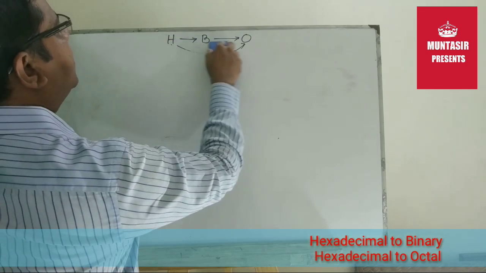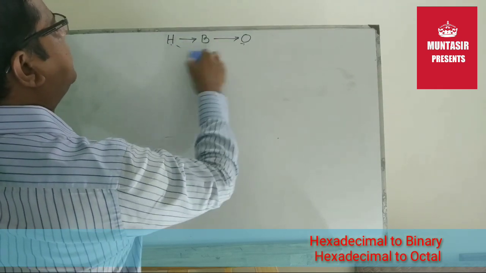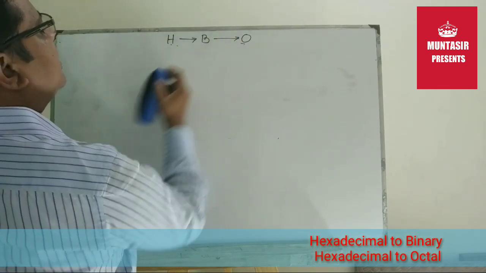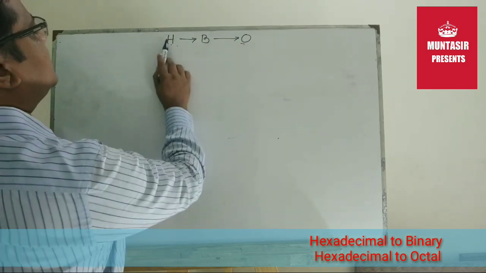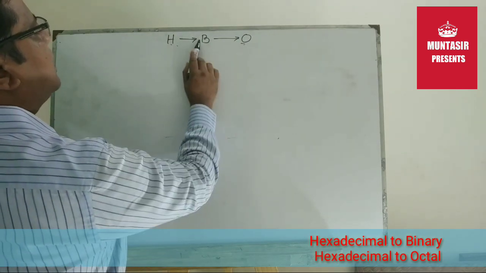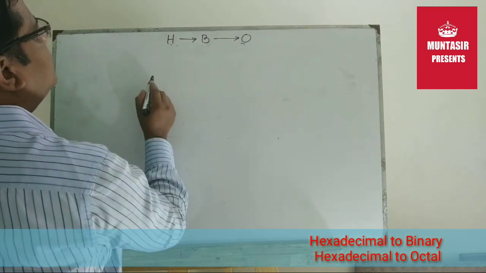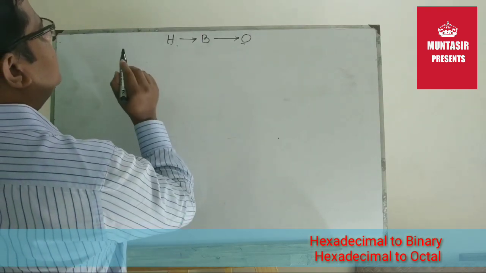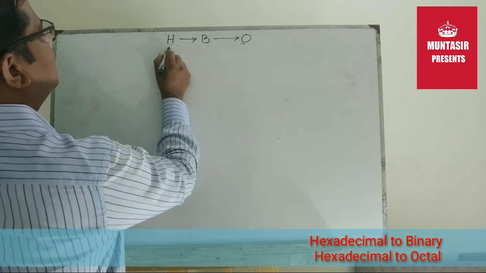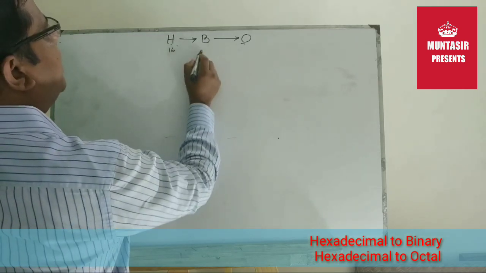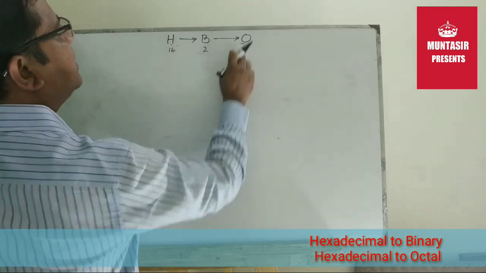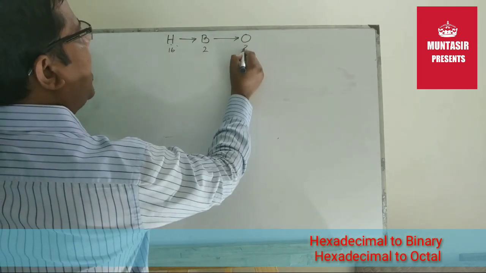If we want to convert hexadecimal to octal, at first you have to convert hexadecimal to binary, then binary to octal. We know there are 16 digits for hexadecimal, 2 for binary, and 8 digits for octal.